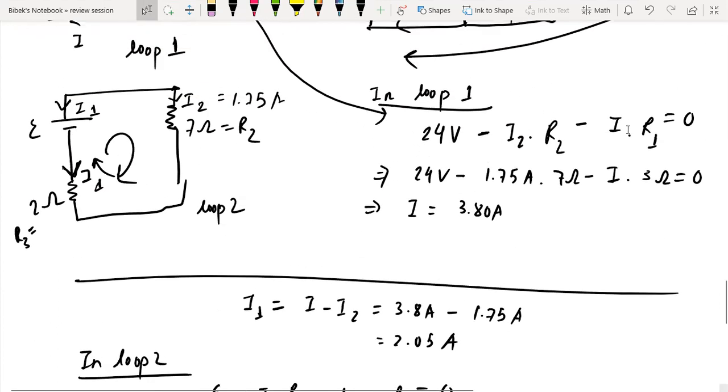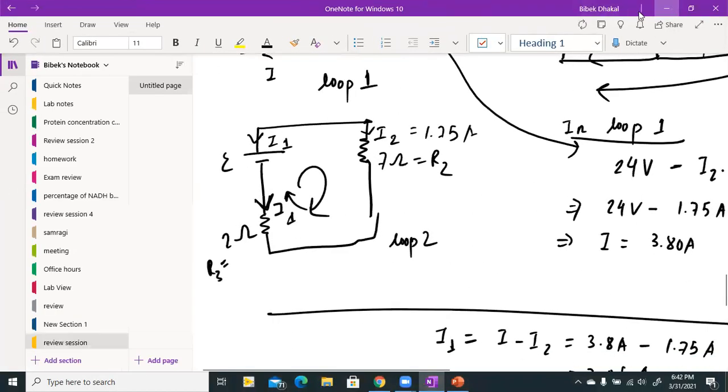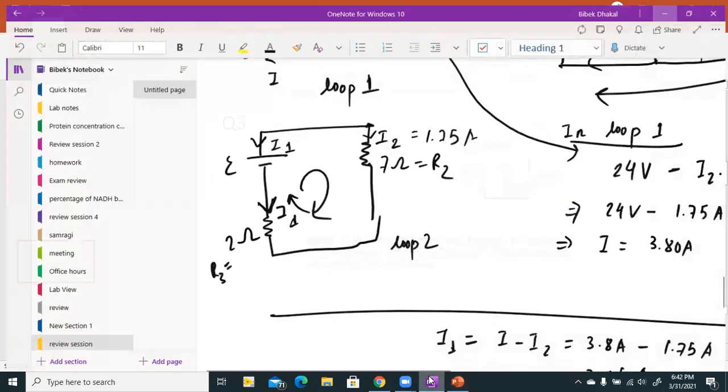Do you have any question on this one? Okay. Let me look at chat. What about 3 ohms? Where?